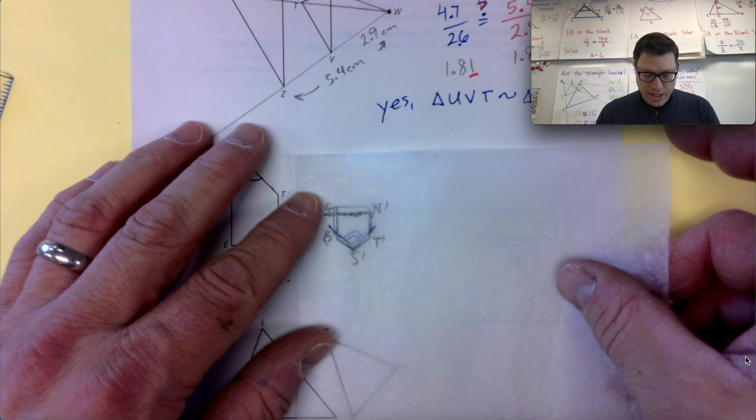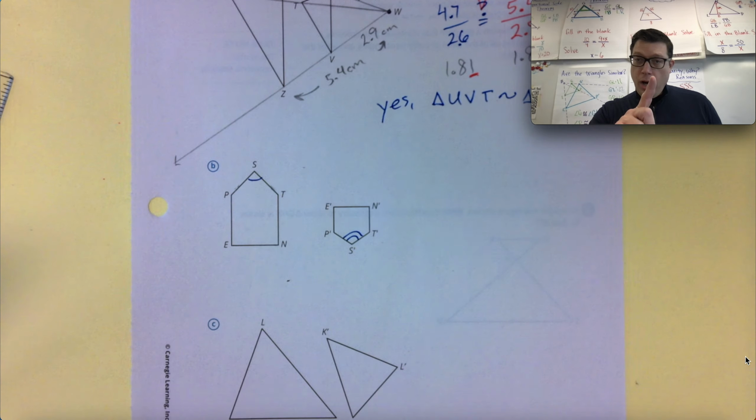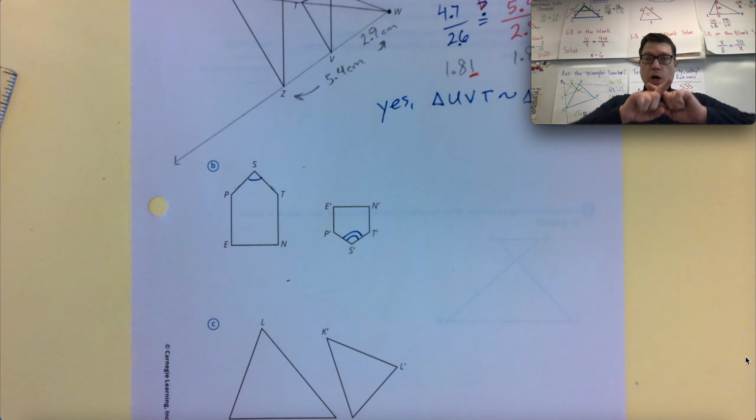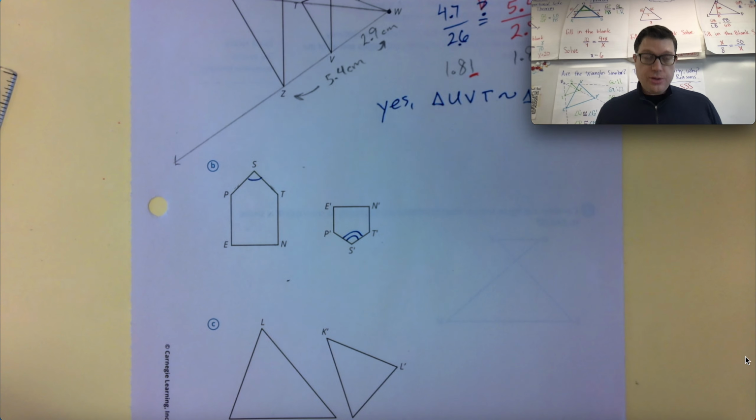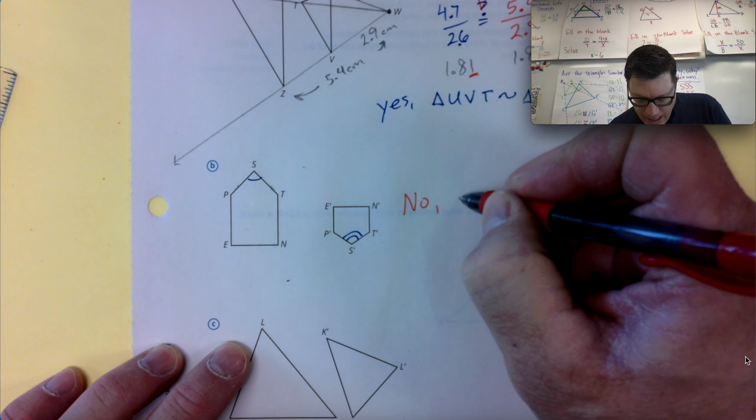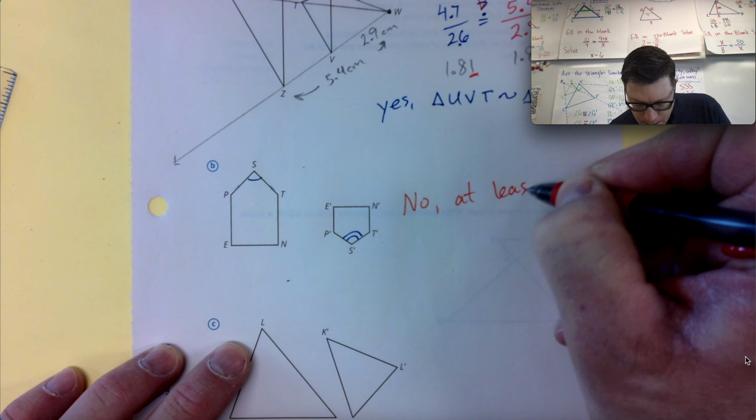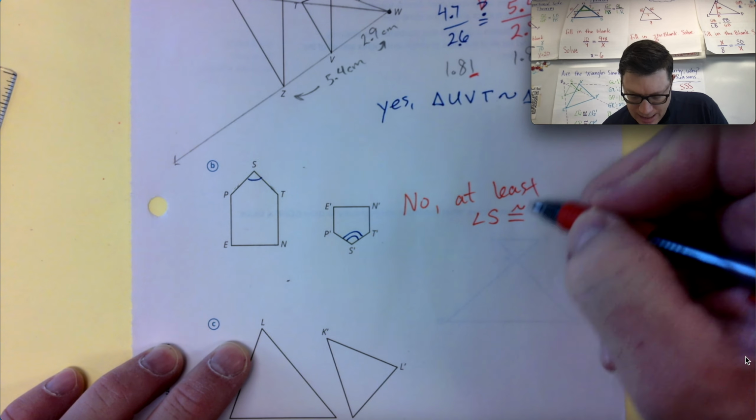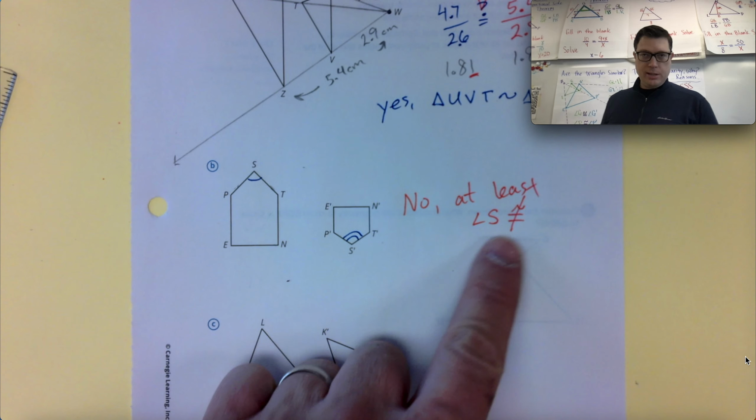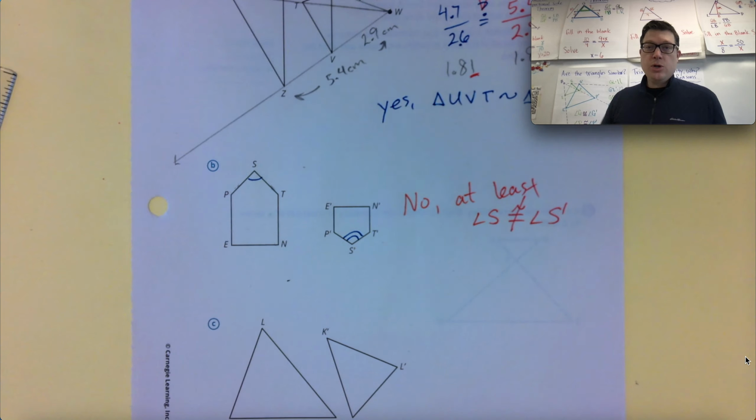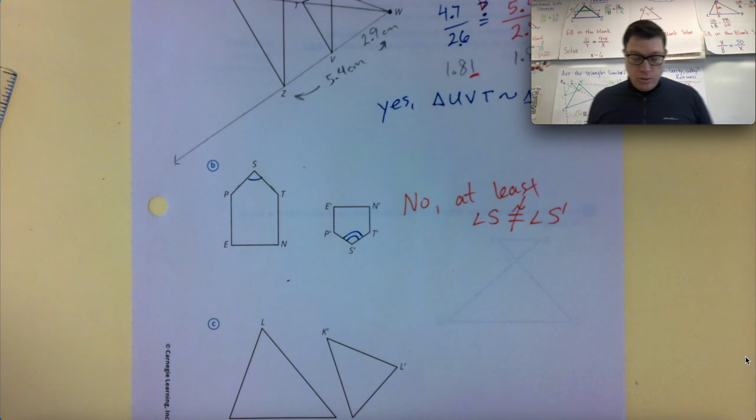I don't even need to trace anymore. I found one matching set of corresponding angles that are not equal to each other. So therefore, the entire shapes themselves are not similar. No is the answer. At least angle S is not, so a big old slash through the congruent symbol is going to be the not sign, congruent to angle S prime. So at least that is true.